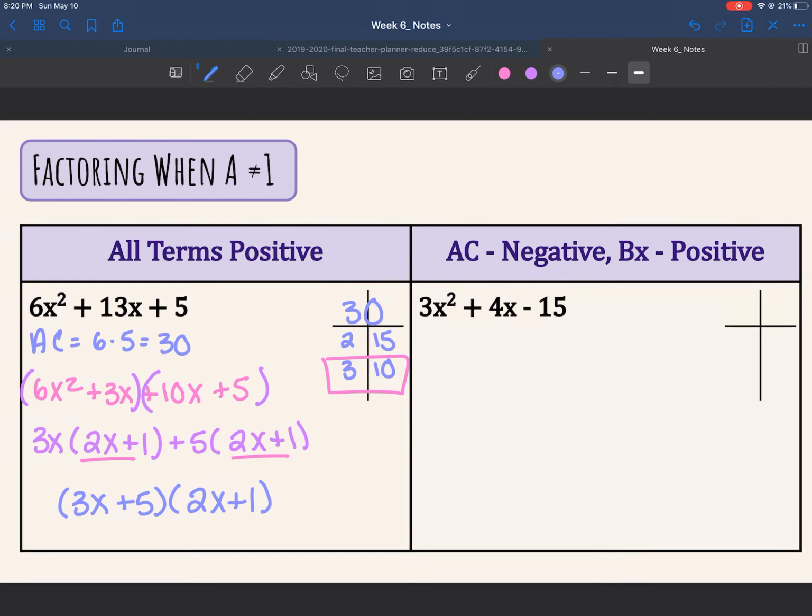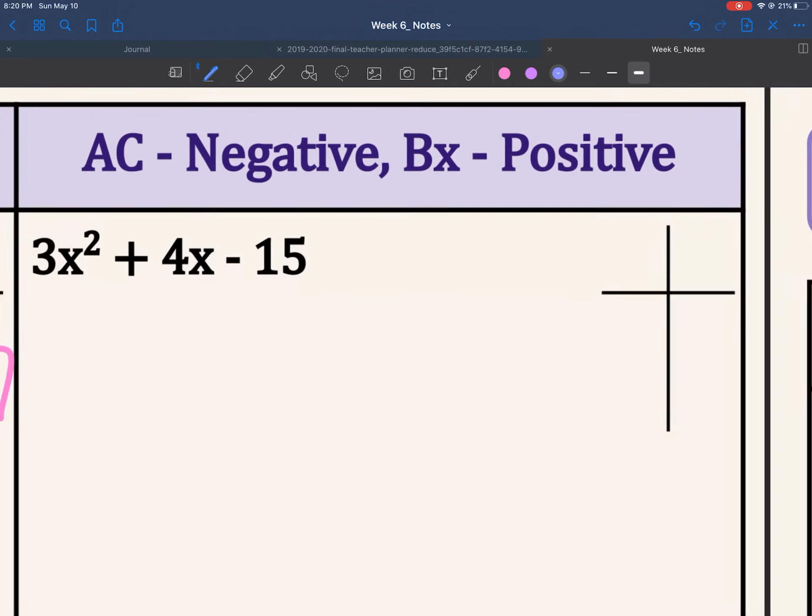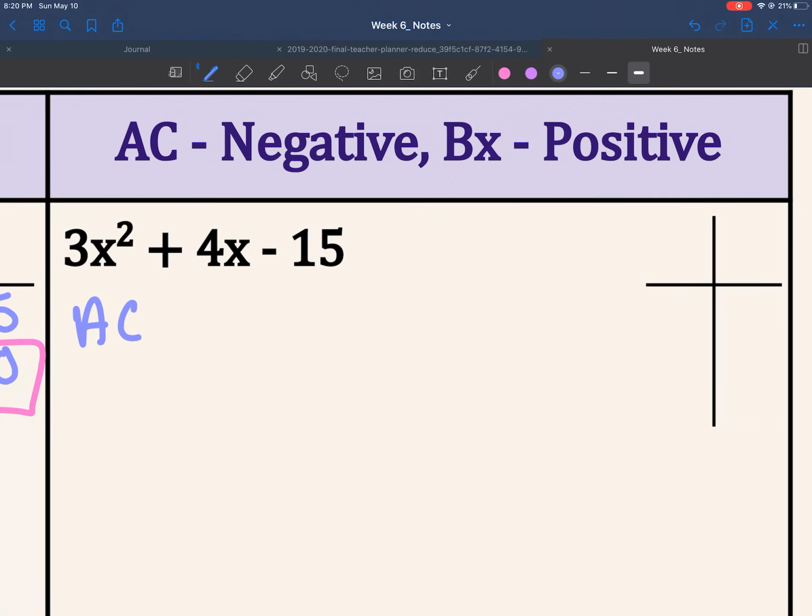The second one we're going to look at is when AC is negative, but our middle value B is positive. So first of all, AC is going to equal 3 times negative 15, which gives us negative 45. So if we're thinking about a negative 45, I'm not going to do 1 and 45. We already know that's not going to work. That's not going to get us to 4. So I want to think about numbers that will get me there. So 1 and 45 won't work. 3 and 15 are not going to work.